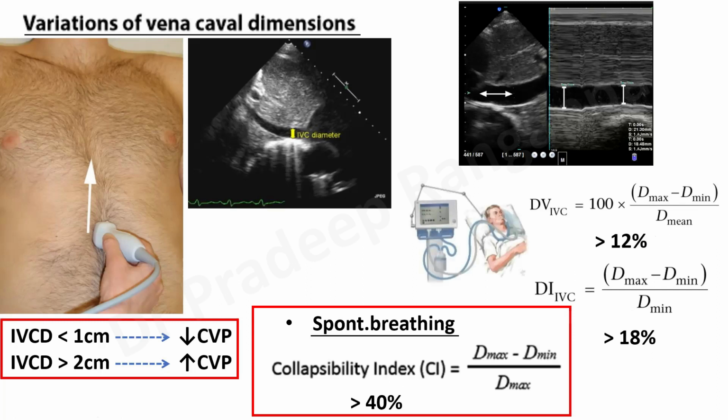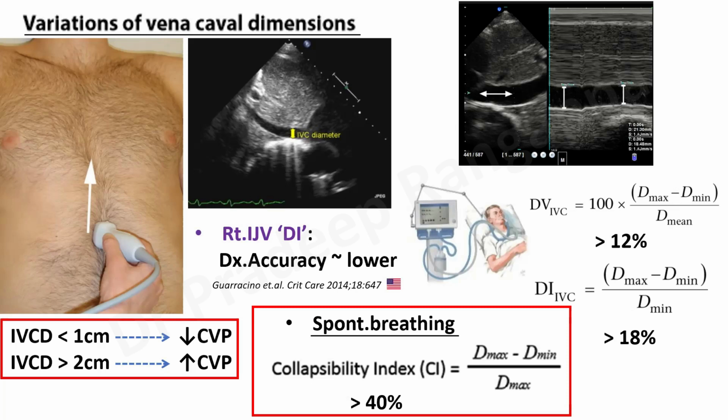In spontaneously breathing patients, we take the collapsibility index, which is maximum minus minimum divided by maximum. More than 40% is suggestive that possibly the patient is volume responsive. Then there is the right internal jugular vein distensibility index, whose diagnostic accuracy is much lower than the IVC. So this is our understanding currently in intensive care about volume status.